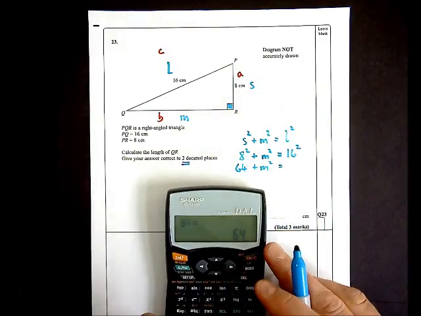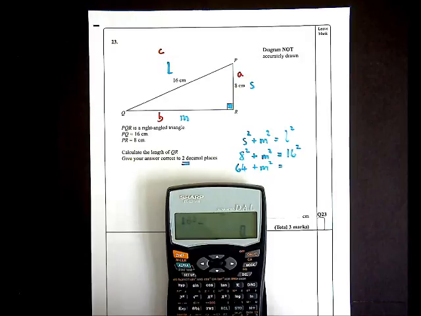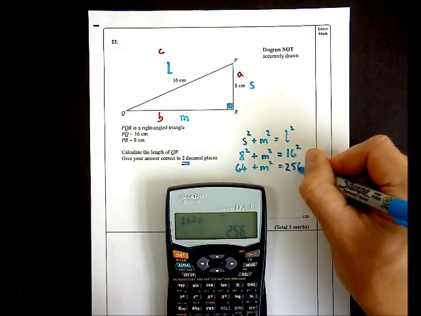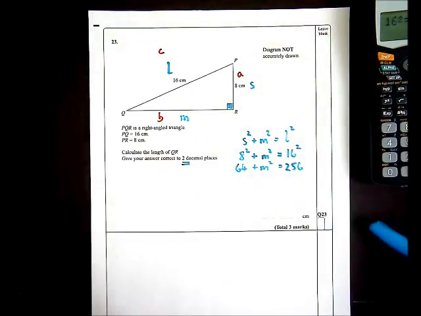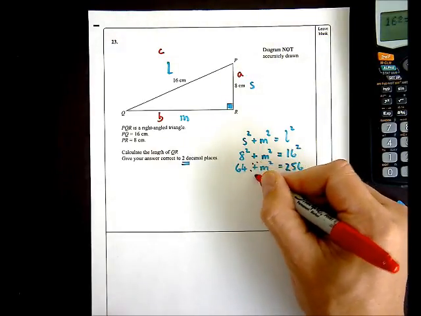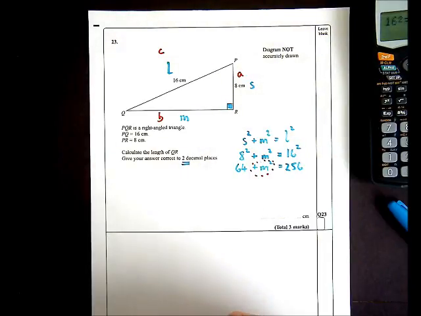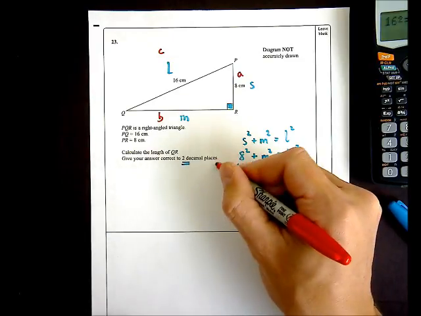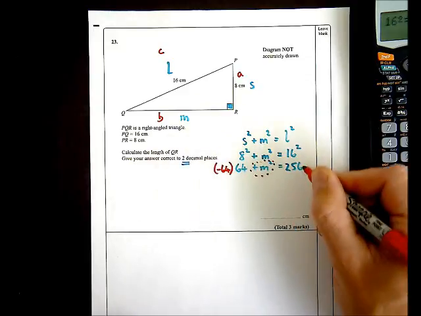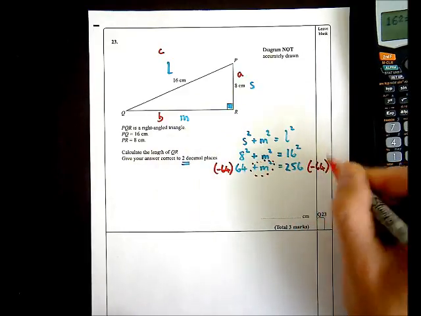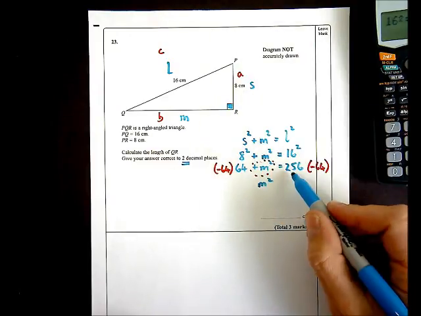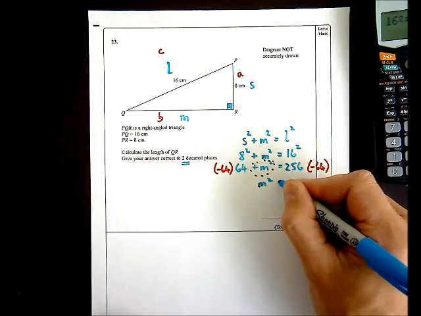And 16 squared will be equal to 256. Now I'm trying to work out what this is here, the m squared, so I need to isolate that and get it on its own. So 64 add this number is 256. So if I subtract 64 off this number and off this side, I'm going to get what m squared would be. So m squared is going to be 256, take away 64.